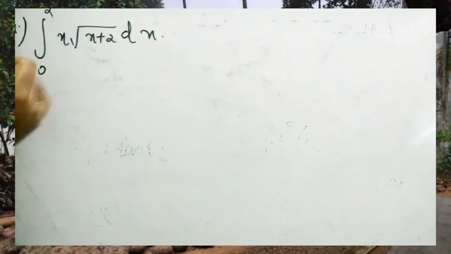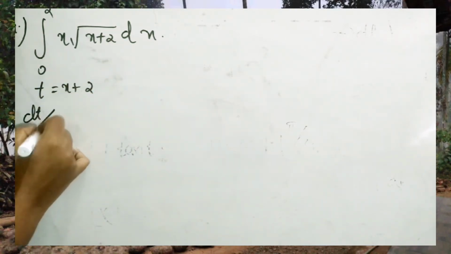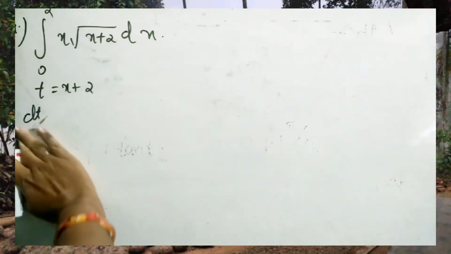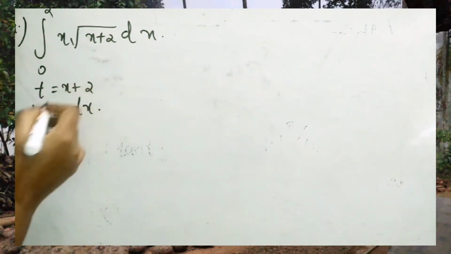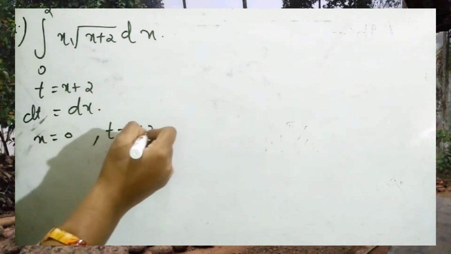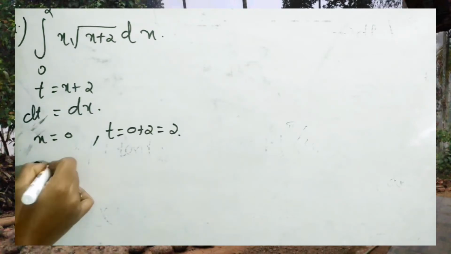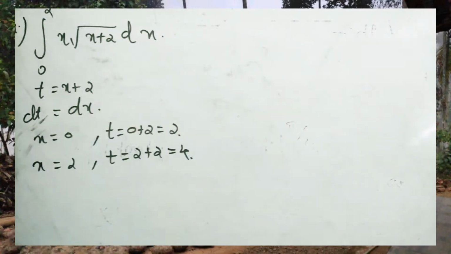Here we are going to put t equal to x plus 2. Then dt is equal to dx we will get. And when x is equal to 0, t equal to 0 plus 2 equal to 2. When x is equal to 2, t equal to 2 plus 2 is equal to 4. So the new interval of integration is 2 to 4.